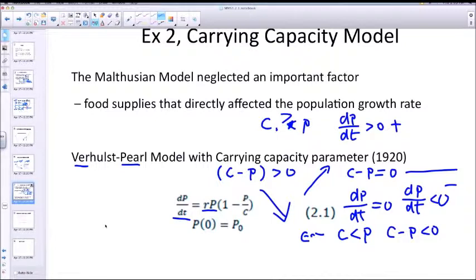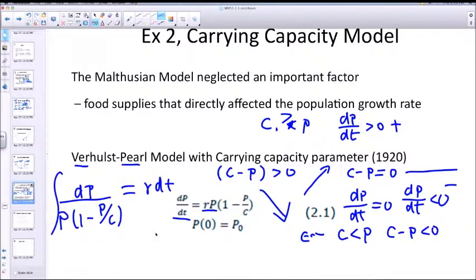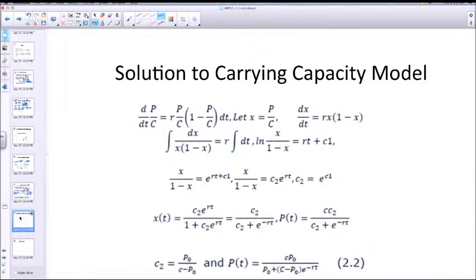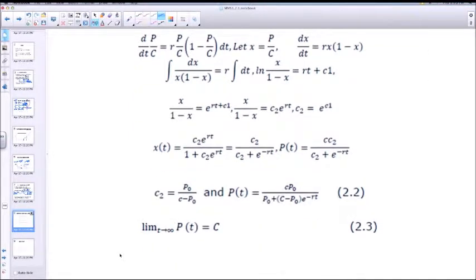Again, this is a separable equation. I can put all the P on the left-hand side, put all the T on the right-hand side, then do the integral. I'm not going to go into that detail and will let you read this solution. All you need is calculus 2. Maybe a C is enough. Once you solve this, what you get is this equation, a little more complicated than the exponential function.